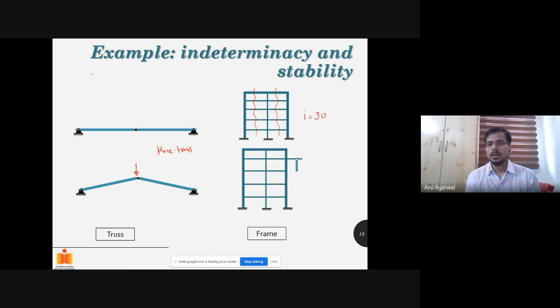Okay. If I just add one small member with a hinge here, so now this part is making this structure unstable. So this part, the I value that you can calculate in a similar way, will be very similar to 30. Okay. However, this structure will not be called an indeterminate structure. So this is an indeterminate structure. This one is, and what kind of structure is it? The second one?